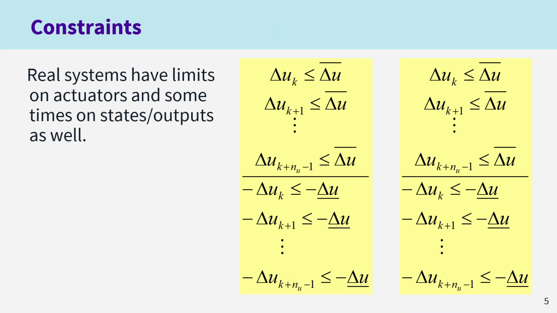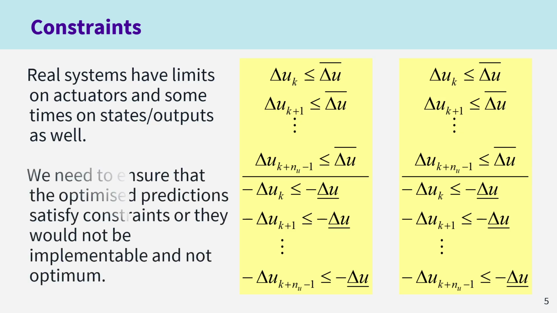Constraints are basically something that happens on all real systems. Inputs have rate constraints. You can only change them so fast. The inputs themselves also have absolute limits, and you might have constraints on states, outputs, and other things as well. We need to ensure that the optimized predictions satisfy constraints, or they will not be implementable, and consequently they're not really optimal either.